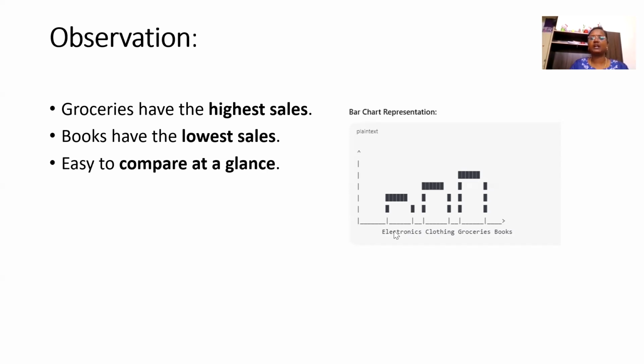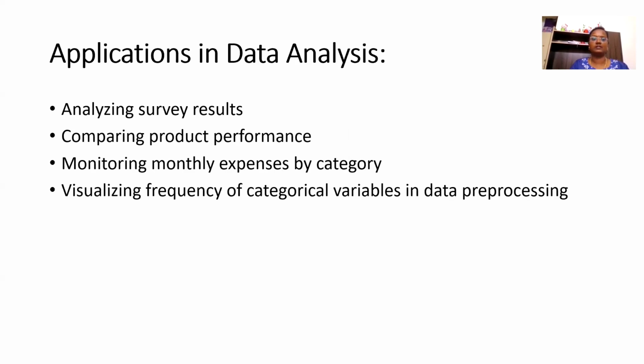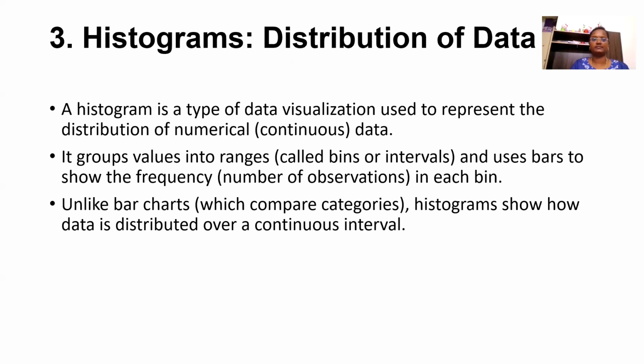So we can compare which category of products has the highest sales and which category has the lowest sales: electronics, clothing, groceries, books. Here we have very little in books. So according to that, we can make decisions to improve productivity. Where we use the bar chart: analyzing survey results, comparing product performance, monitoring monthly expenses by category, visualizing frequency of categorical variables in data preprocessing.